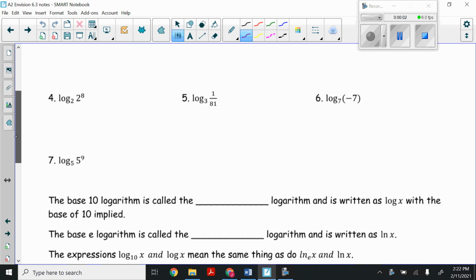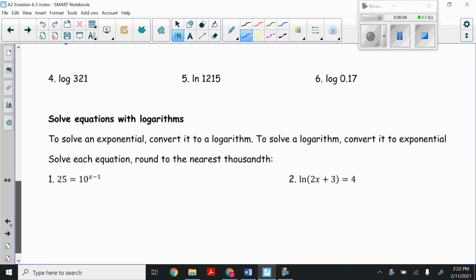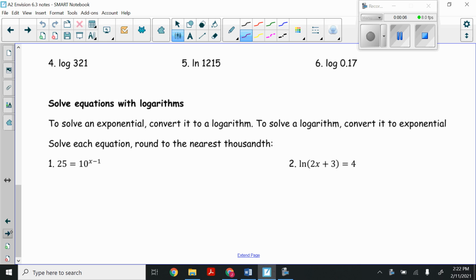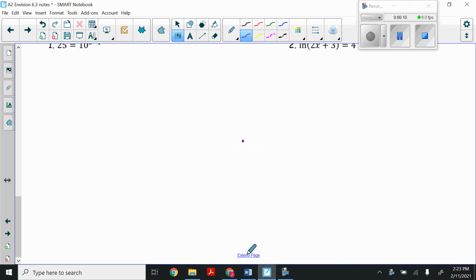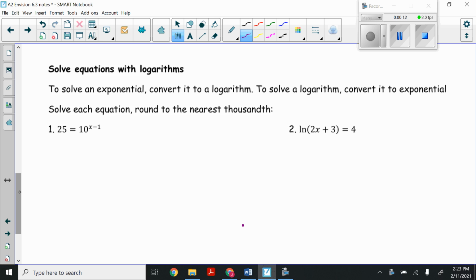Right, today in Algebra 2, we are going to finish up section 6.3. So we left off here at the bottom of this page of notes. We want to talk about solving equations with logarithms today. To solve an exponential, we're going to convert it to a logarithm. To solve a logarithm, we're going to convert it to an exponential. Solve each equation, round to the nearest thousandth. Remember that thousandth is 3 decimal places.